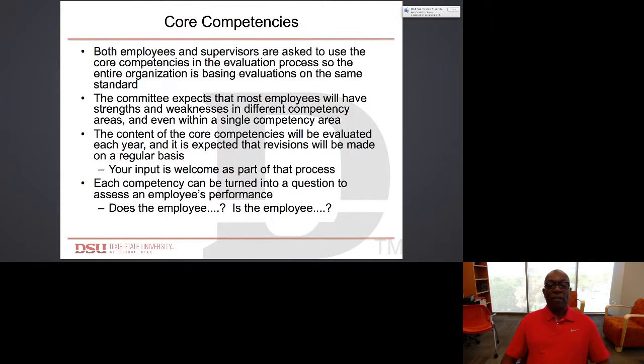The committee expects that most employees will have strengths and weaknesses in different competency areas, and even within a single competency area. The content of the core competencies will be evaluated each year, and it's expected that revisions will be made on a regular basis. Your input is welcome as part of that process. Each competency can be turned into a question to assess an employee's performance. Does the employee? Is the employee?